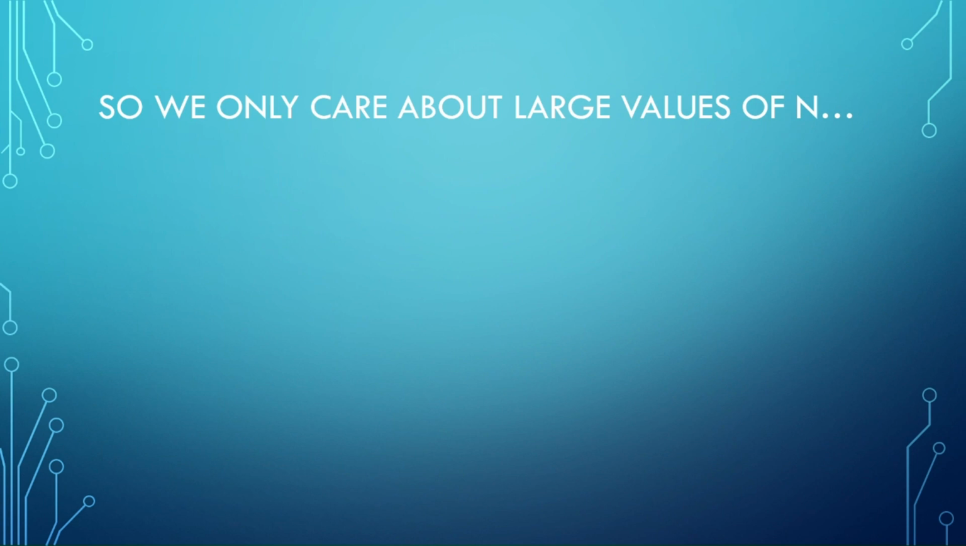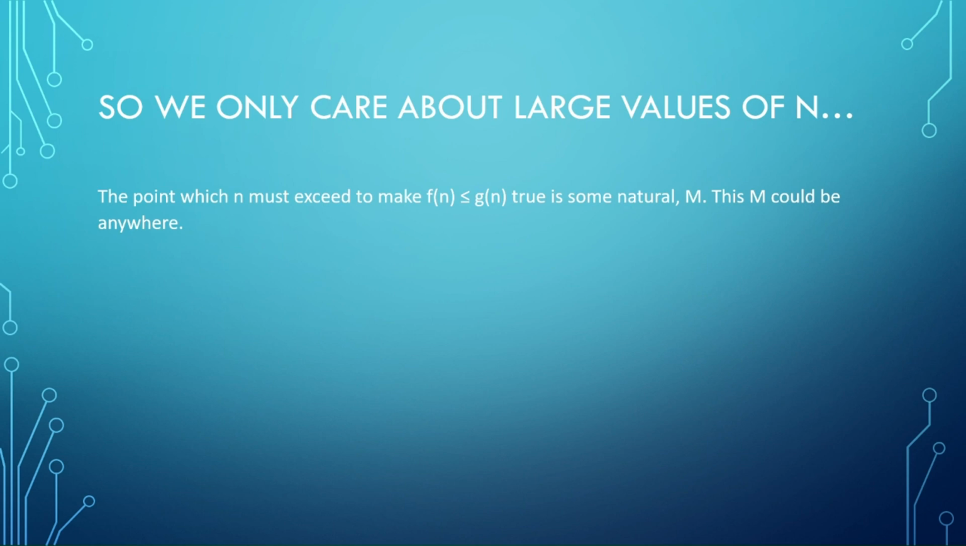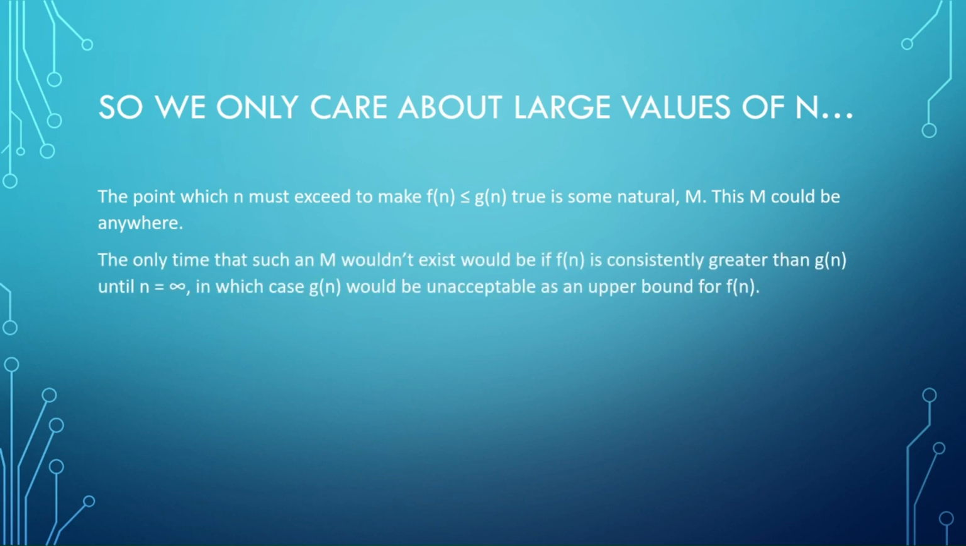So, we only care about large values of n, as you said before in the chat. The point which n must exceed to make f of n less than or equal to g of n true is some natural, let's call it m. So this m could be anywhere. The only time that such an m would not exist would be if f of n is consistently greater than g of n until n equals infinity.